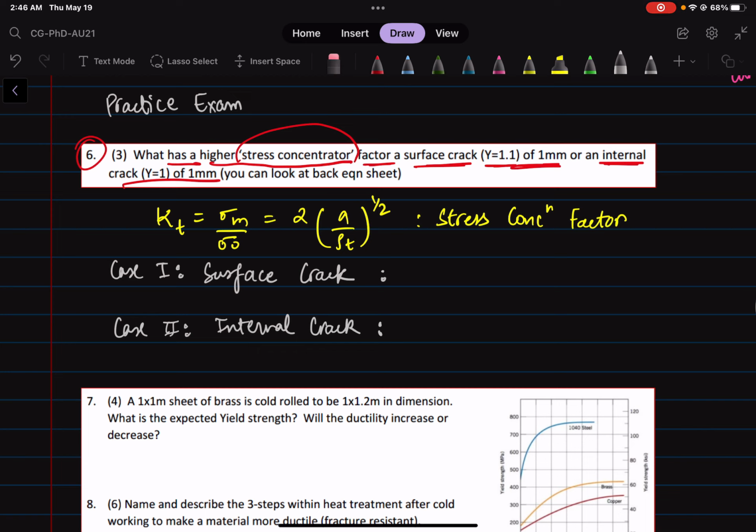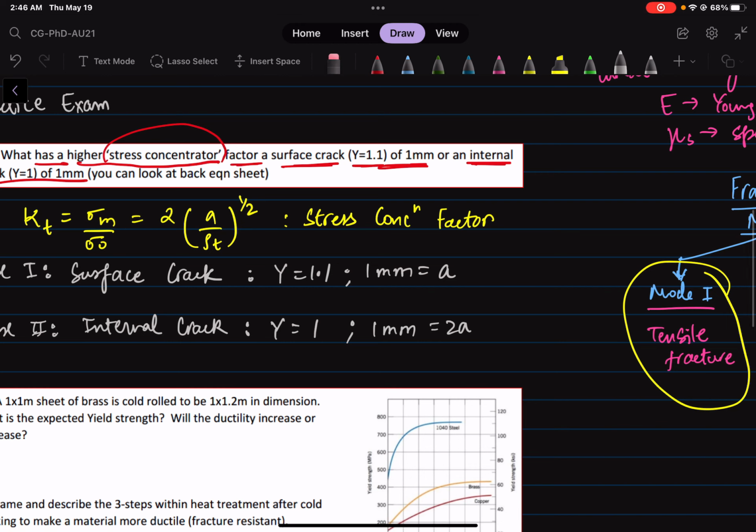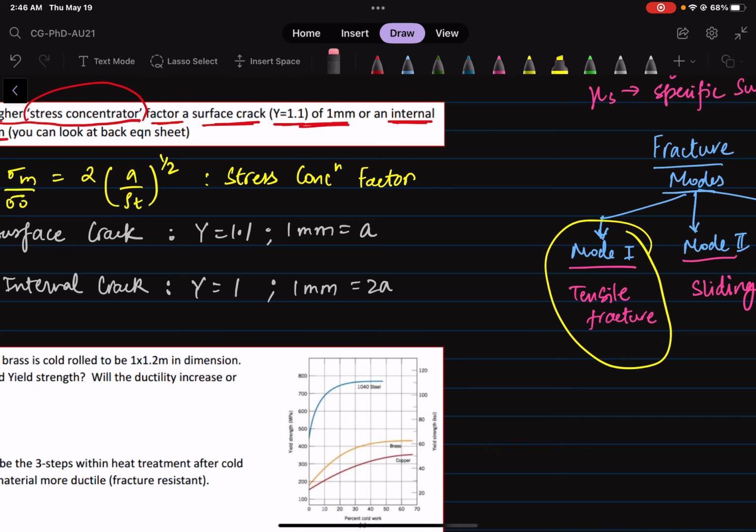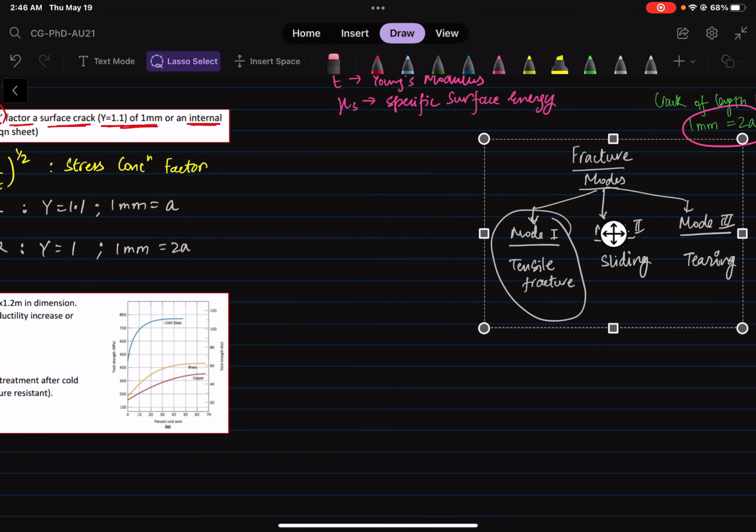We know that, and also given the question, for a surface crack y equals 1.1, for an internal crack y equals 1, and similarly the 1 millimeter, that is the length, for a surface crack that will be a, but for an internal crack that will be equal to 2a. So when you try to calculate, I'm just gonna move this to get some more space.